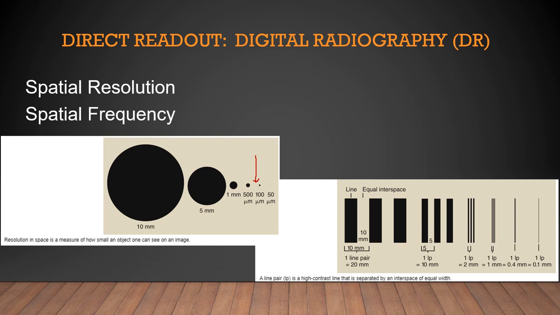Spatial frequency. Spatial frequency is described by the quantity of spatial frequency. Spatial resolution is described by the quantity of spatial frequency. It's expressed in line pairs per millimeter.